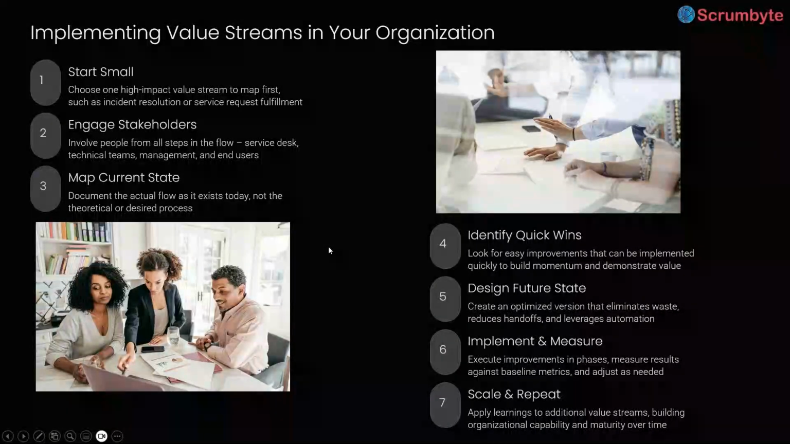So in your organization, this is how you can actually implement it. It's a very small way of going about it. So you always start small. Engage everyone, all the stakeholders, whoever they are: service desk, technical team, management, the budget approvers, your executives. Always map the current state. What is it right now? Don't worry about what it should be, that is something different. You just need to identify what things are today. That's it.